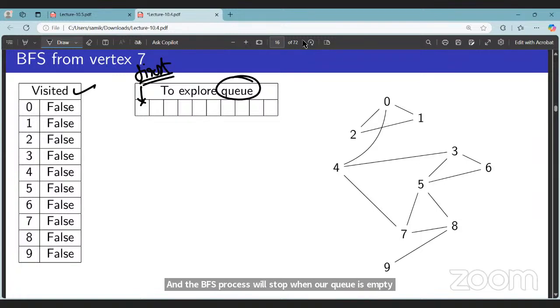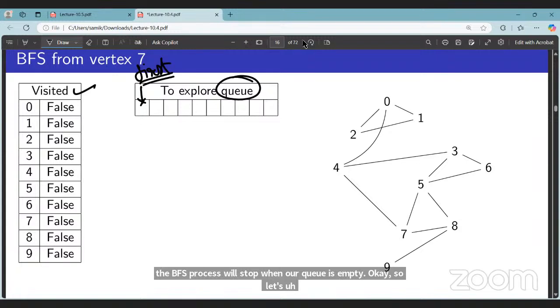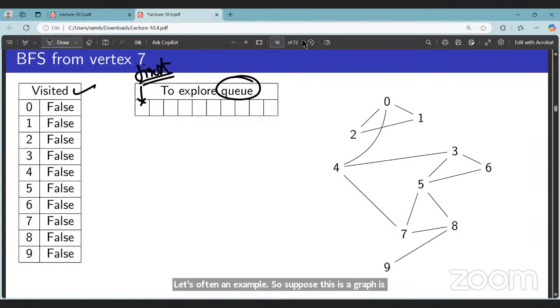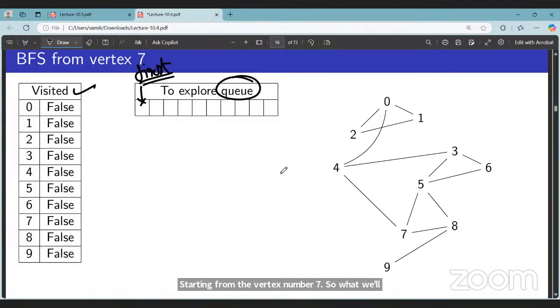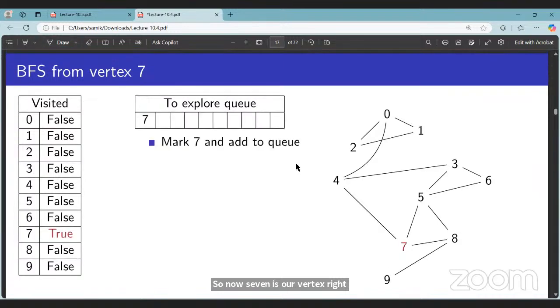Okay, so let's work on an example. Suppose this is a graph, and now we want to apply a BFS scan on this particular graph starting from vertex number 7. So 7 is our vertex, right? So we'll start with vertex number 7.